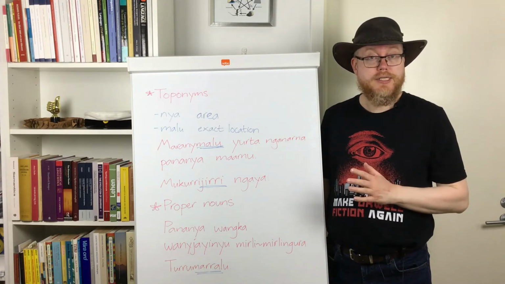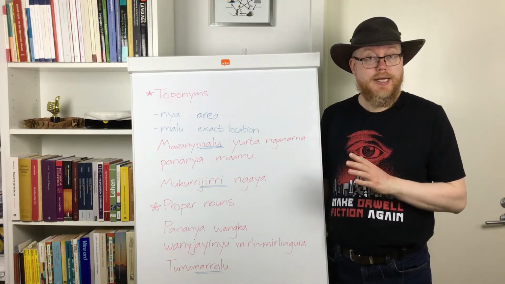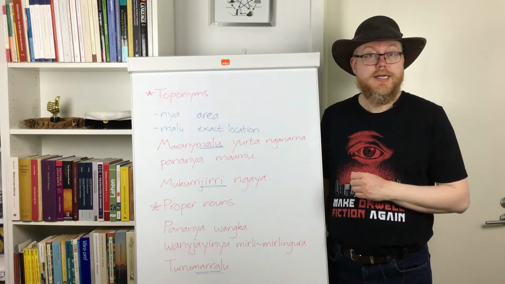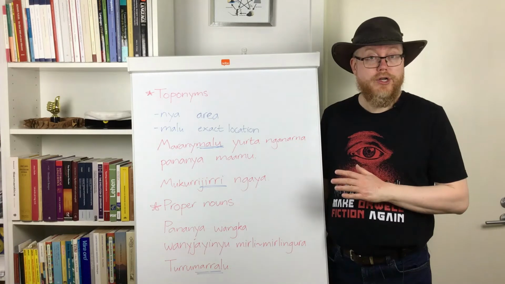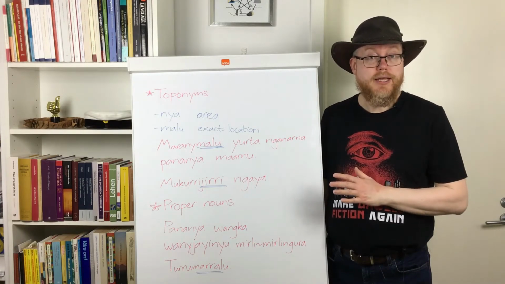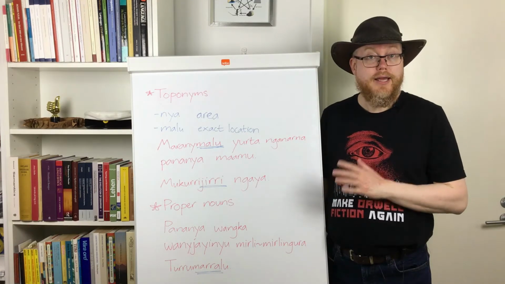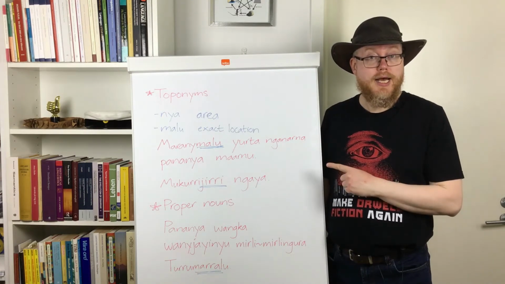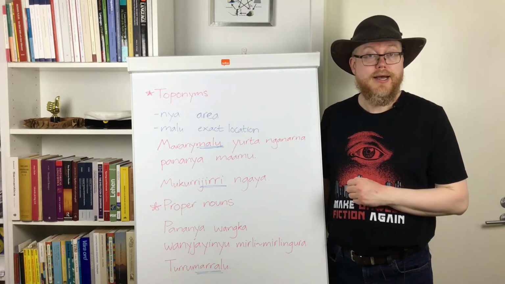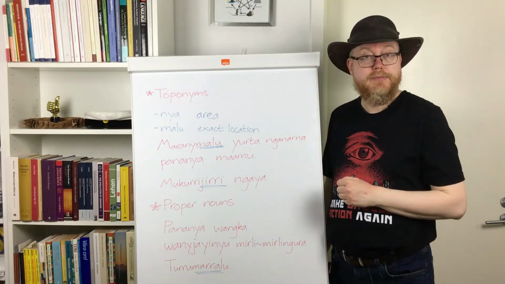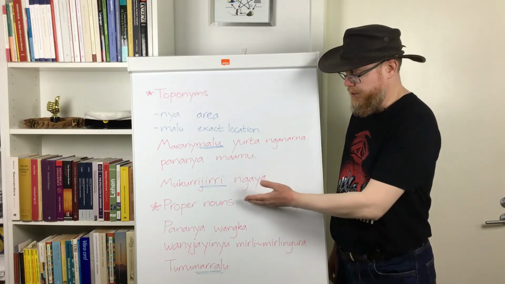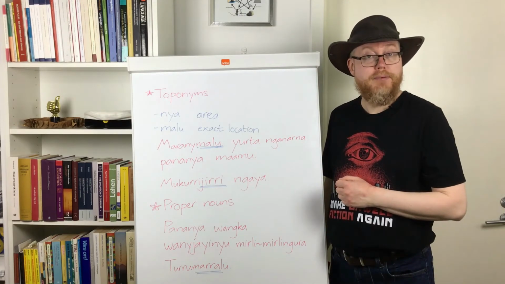So in Pama-Nyungan languages, nominals can be divided into a number of different subclasses based on case marking potential, that is to say what cases they take, and also based on what other types of morphology they take. Here we are going to discuss Ngarla nominal subclasses, since Ngarla is the Pama-Nyungan language I know best. And I thought we'd start with toponyms, names for places, and proper nouns, names for people.